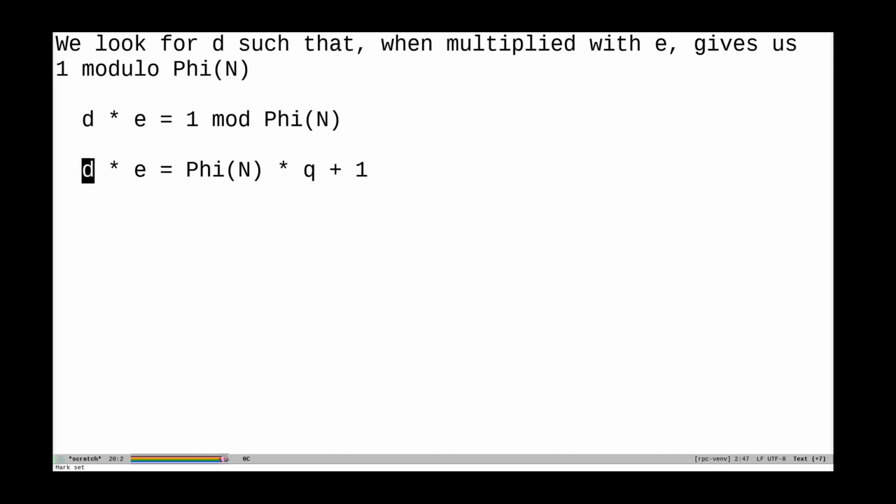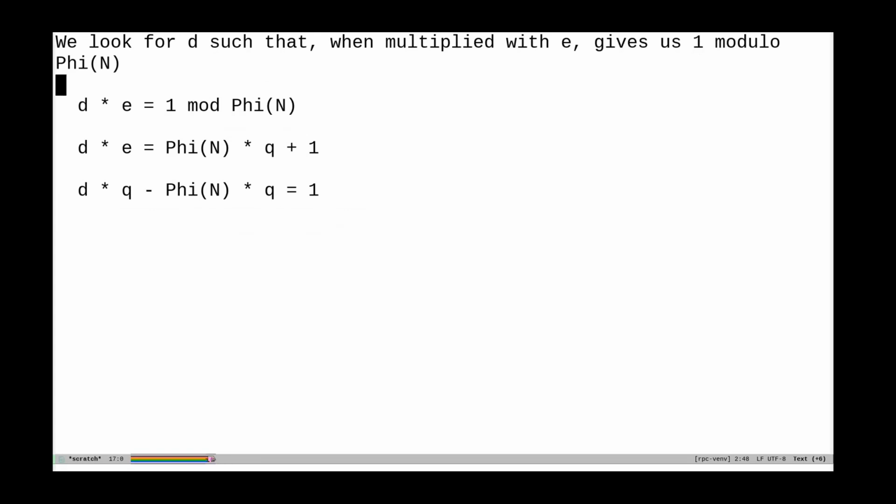So we have this thing that we want to divide. This is the number we are dividing with. We get a quotient and we get a remainder. Another way of putting this all together is saying d times c minus phi of n times q is equal to 1. So you have this sort of combination that equals 1.